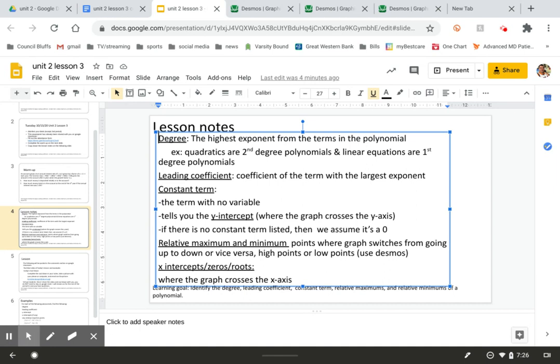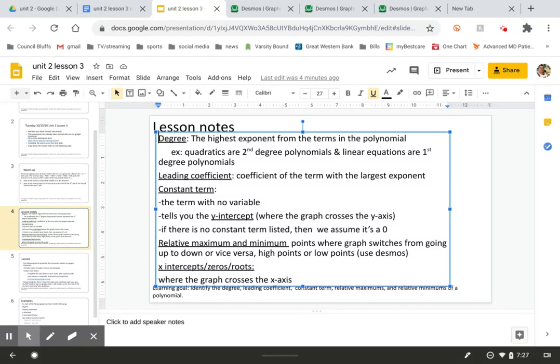The leading coefficient, as it says here, is the coefficient of the term with the largest exponent. So whatever your largest exponent is, the term that contains that largest exponent, whatever that coefficient is, we call that the leading coefficient.